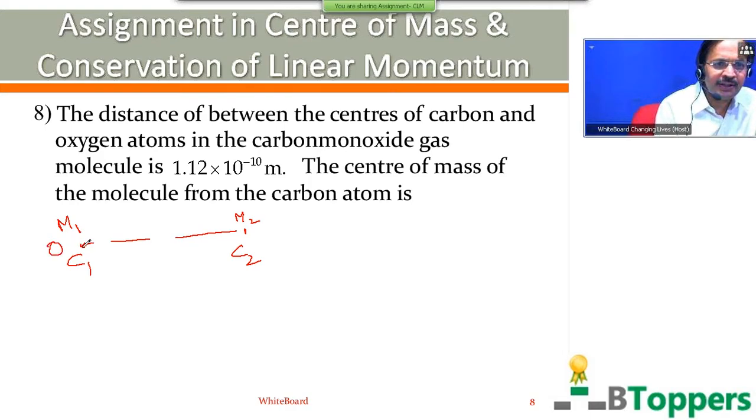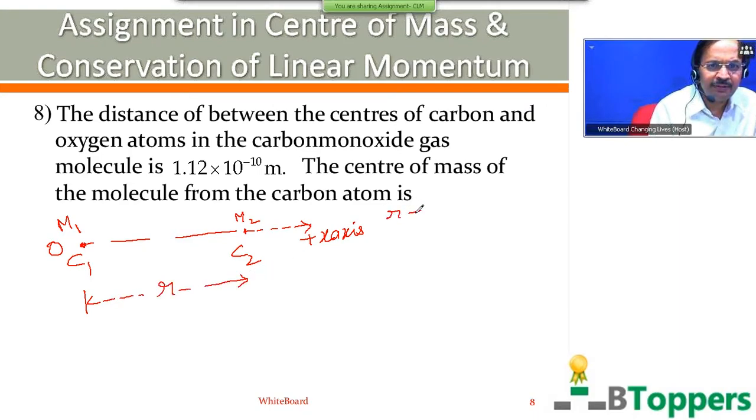Choose the position of center of mass of the carbon atom as origin, because you are asked to find the distance of the center of mass of the molecule from the center of the carbon atom. So the line joining the centers of mass of carbon and oxygen atom, we take it as x-axis. The separation between the two masses is denoted by r, which is given to be 1.12 into 10 power minus 10 meters. And 10 power minus 10 meters, you can write it as 1 angstrom.